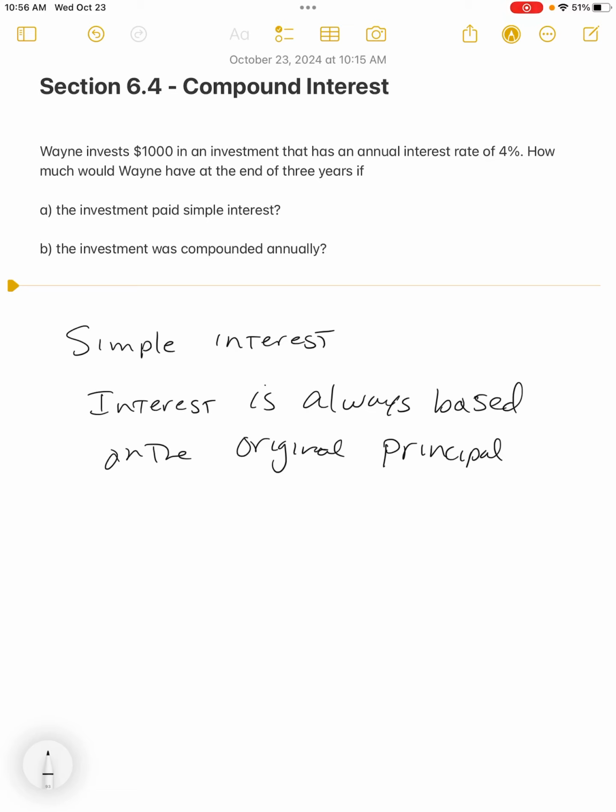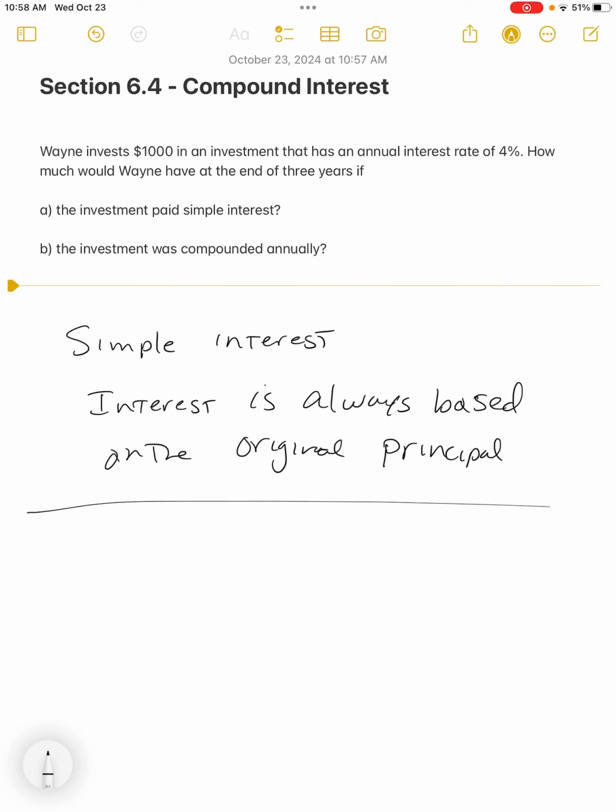So if I borrowed, like in this problem above, if I borrow $1,000, then whatever the interest is on the $1,000 is what I'd pay at the end of year one. And I pay that same amount at the end of year two, and the same amount at the end of year three, and so forth and so on. So my interest is always the same and always based upon that initial amount either borrowed or invested.